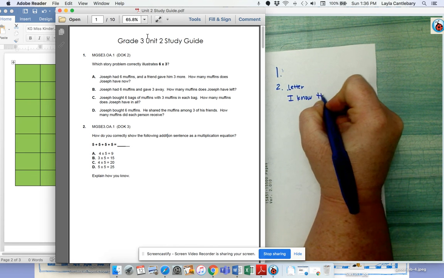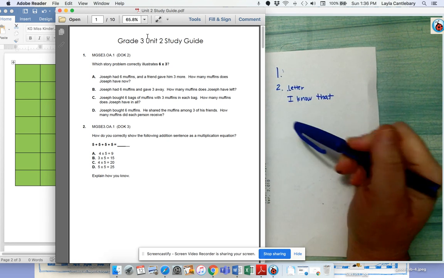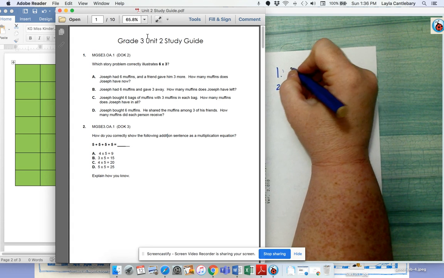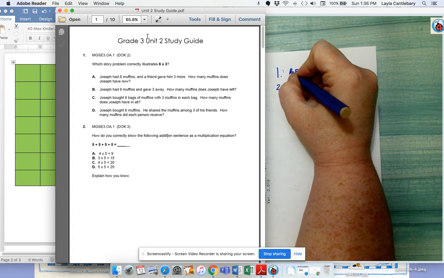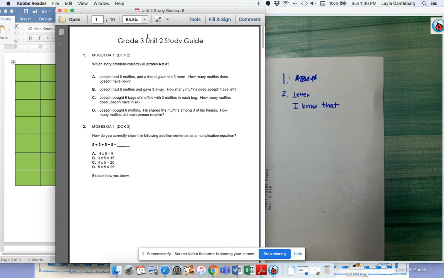Okay? You do not have to rewrite the whole problem. I don't need to rewrite all of question 1 and then choose my answer. I can just look at it on the screen and choose my answer and just write A or write B or write C or D, whichever one is your choice. Okay? All right, I do want to clear that up.